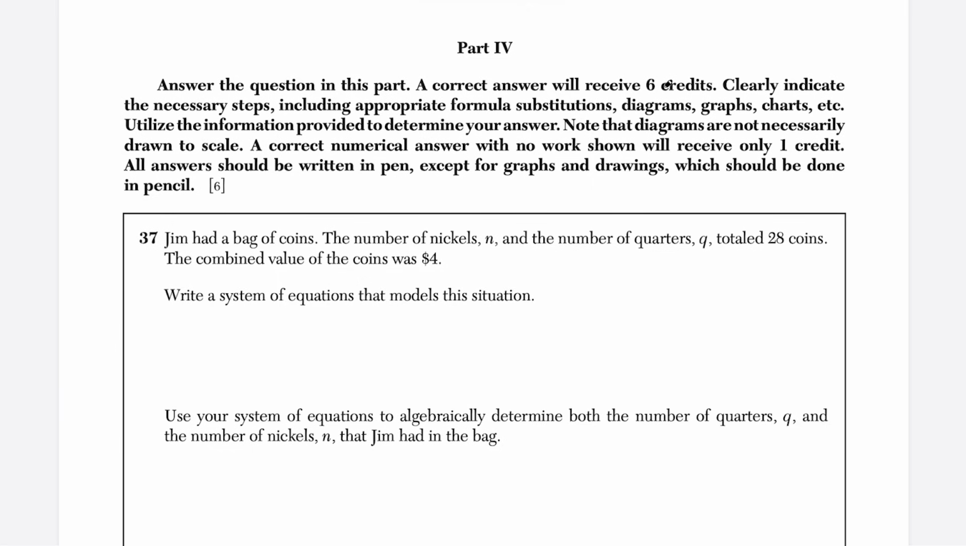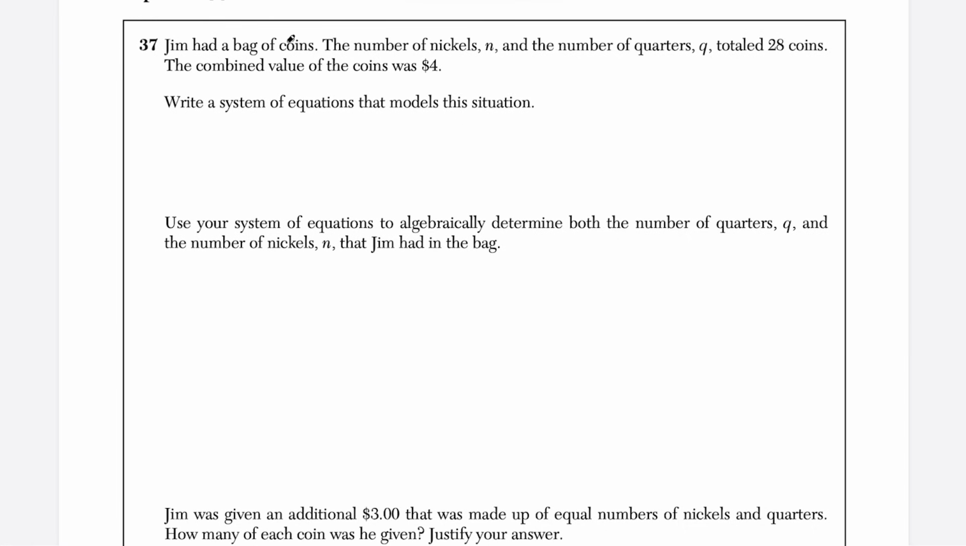So now we move on to the part 4 question, the final boss, and this question is worth 6 credits. So for this question, we have Jim, and he has a bag of coins, and the number of nickels N and the number of quarters Q totaled 28 coins, and the combined value of the coins was $4. And we have to write a system of equations that models this situation. So for this question, we have to know that a nickel is worth 5 cents, which is $0.05.